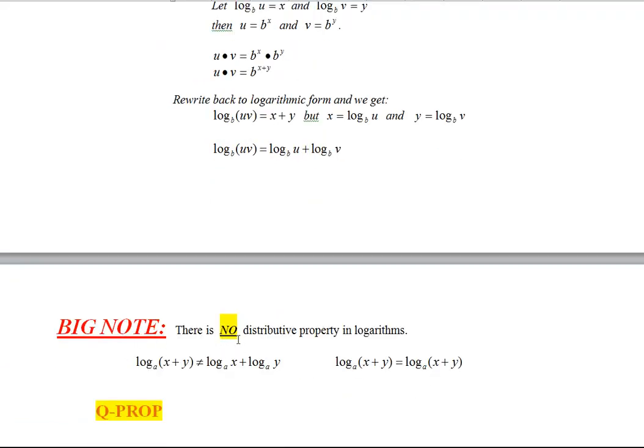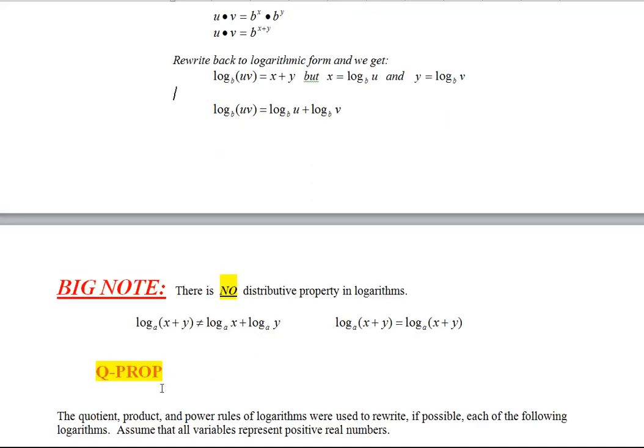Big note. Notice, big red note here. There is no distributive property in logarithms. This is not equivalent, because this right here, when I have addition, is when these two are multiplied. So if I have a log of a sum or a difference, it has to stay the log of that sum or difference.